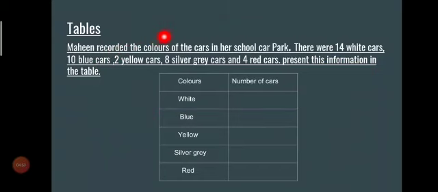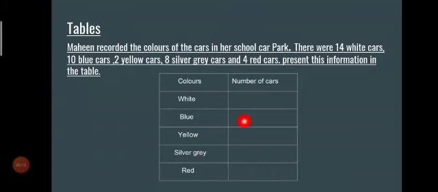This is my information. I have this data. You can see here, this is the table, a two column based table. The first column is color, the second is number of cars. I am going to place the names of the colors: white, blue, yellow, silver gray and red. After that I am going to plot my data in the table.